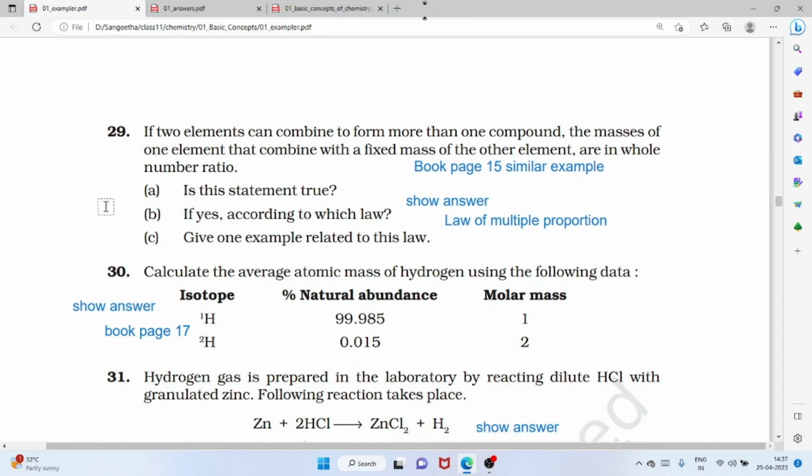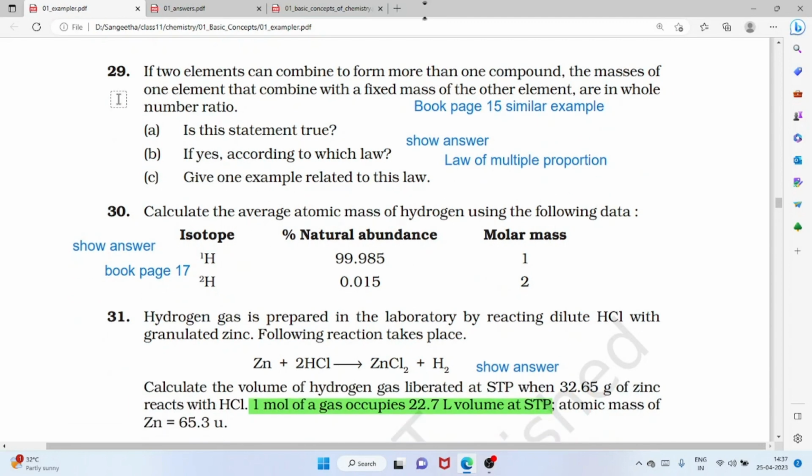If two elements can combine to form more than one compound, the masses of the one element that combine with a fixed mass of the other element are in a whole number ratio. 29. Is the statement true? If yes, according to which law? Give one example. Law of multiple proportions. 29.